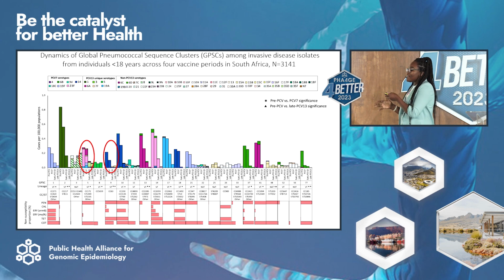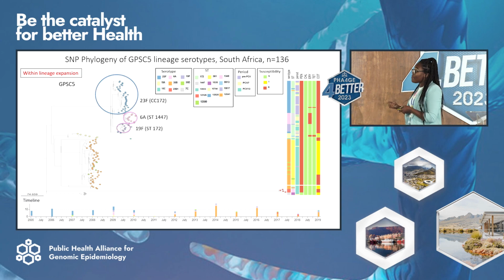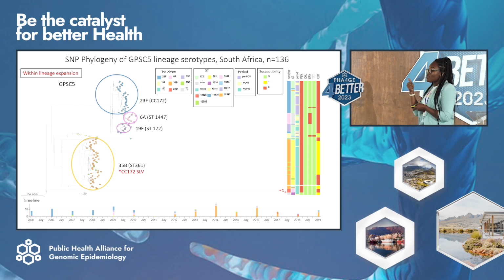So now, going on in the slides, we'll look also at a more detailed overview of the effects of pneumococcal conjugate vaccines on these lineages. And we'll look at GPSC5 and GPSC9 as highlighted there. So when you look at GPSC5, this lineage largely expressed vaccine serotypes before the introduction of pneumococcal conjugate vaccines, and those were serotype 23F, 6A, as well as serotype 19F. However, after the introduction of pneumococcal conjugate vaccines, this lineage largely expressed serotype 35B, which is not a vaccine serotype.